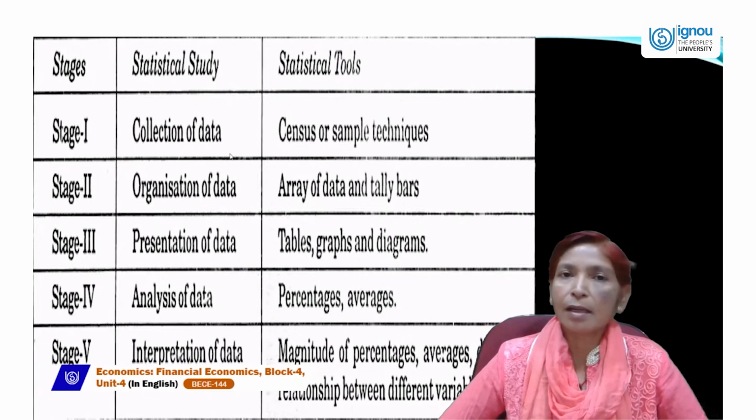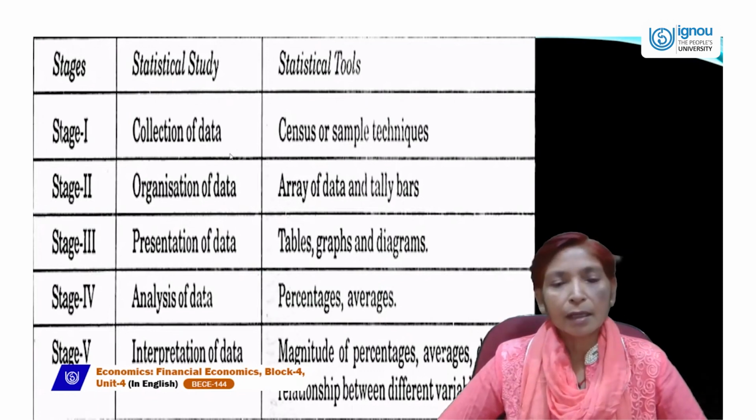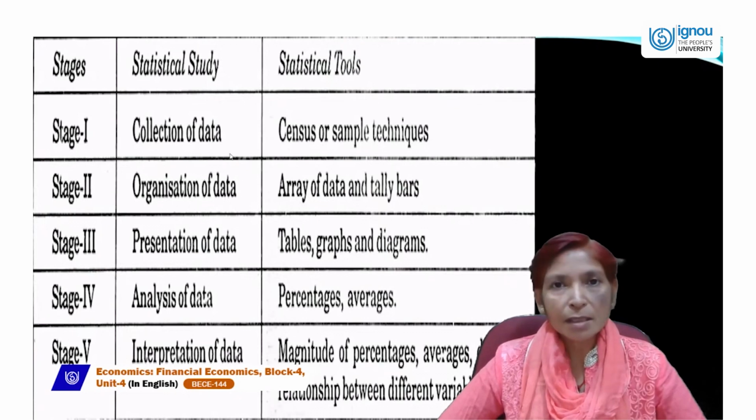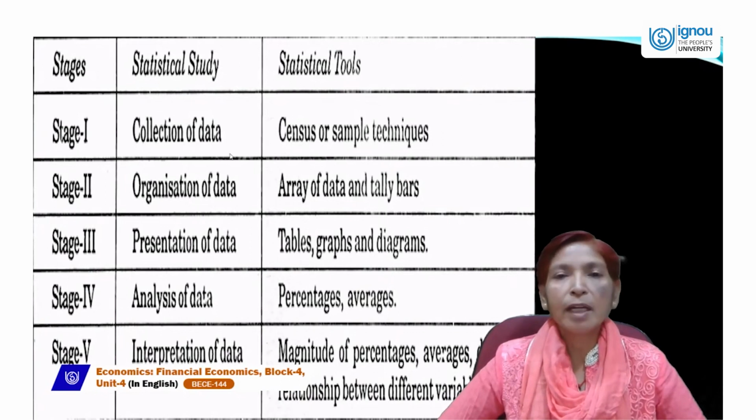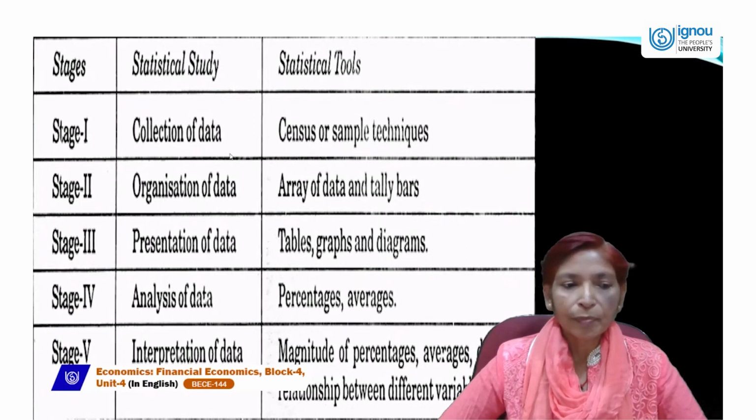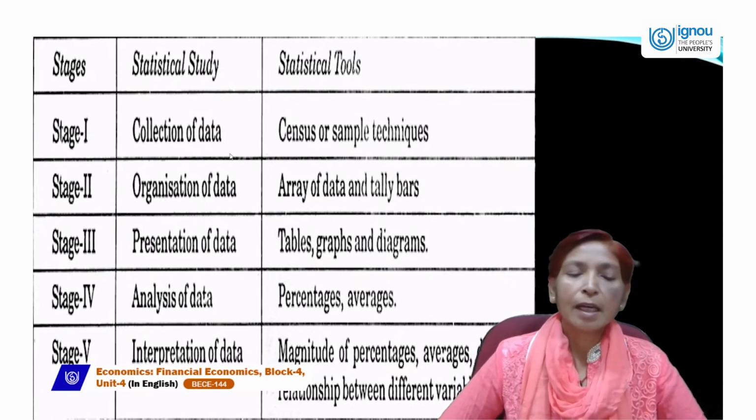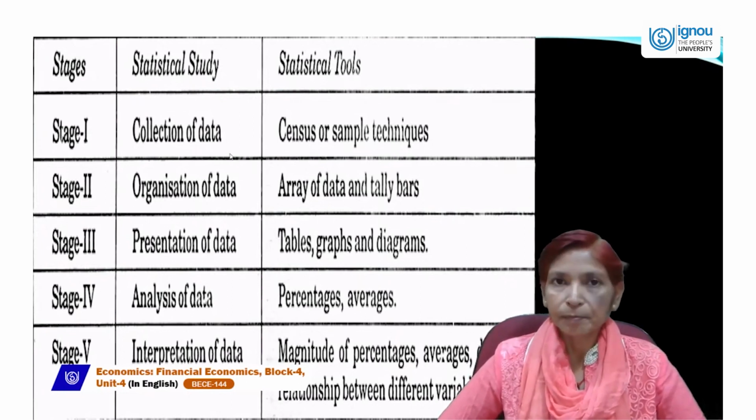Stage 4 is analysis of data. In analysis of data, we can use percentage and averages. We can analyze the data with the help of measures of central tendency like mean, median, mode, and measures of dispersion like standard deviation, mean deviation, range, quartile deviation, etc. And stage 5 is interpretation of data.